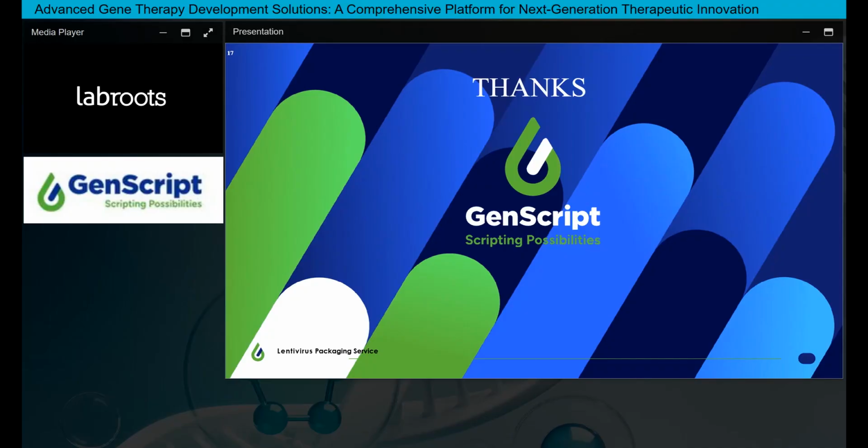This is for Roumen. Roumen, can GenScript design IRES for different applications? Hi, yeah, we definitely can design IRES regions for different applications, including gene therapy and functional studies. We can also provide IRES options optimized for specific tissues or specific cell lines. Perfect. Thank you so much.